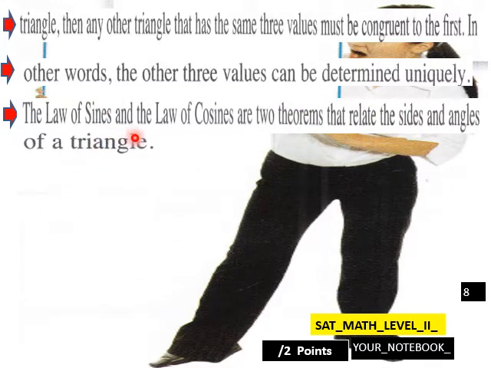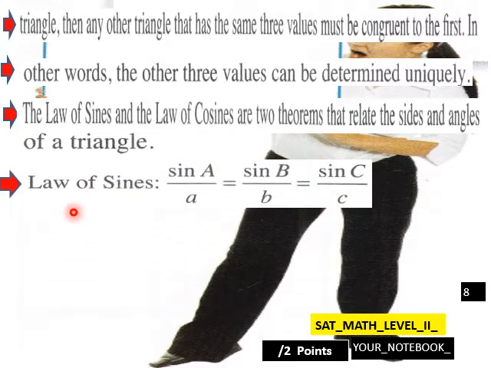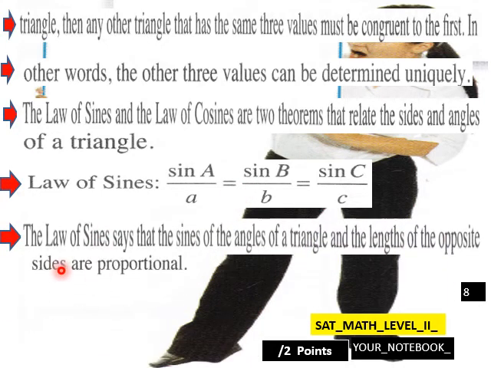The law of sines and law of cosines are two theorems that relate to sides and angles of a triangle. Law of sines is sine A over a equals sine B over b, which equals sine C over c. So law of sines is real handy that way in proving congruency. The law of sines says that the sines of the angles of a triangle and the lengths of the opposite sides are proportional.